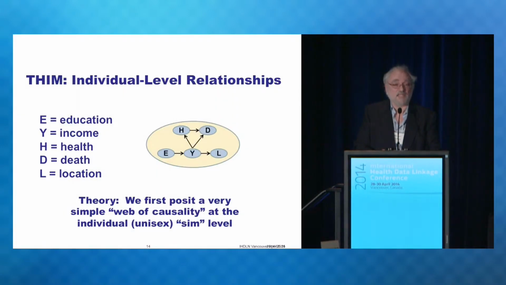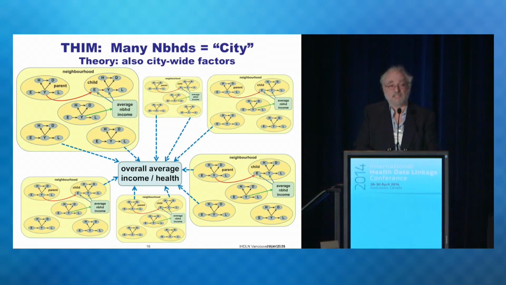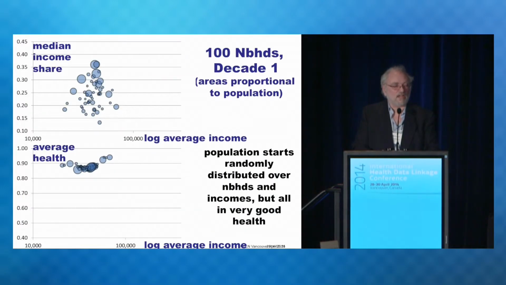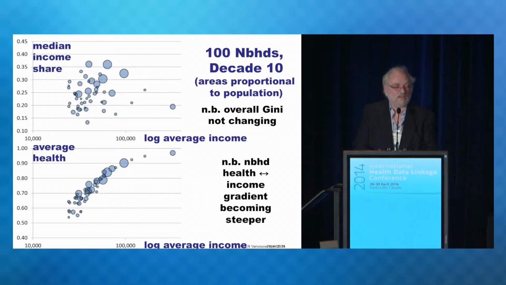So we start by saying at the individual level, each individual has 5 characteristics. But each of these individuals is embedded in a neighborhood, and then we have many of these neighborhoods that form a city. Here's a sequence of graphs where we are running the model with 100 neighborhoods, and then we just cycle through the decades. And on the lower graph, we begin to see a gradient.